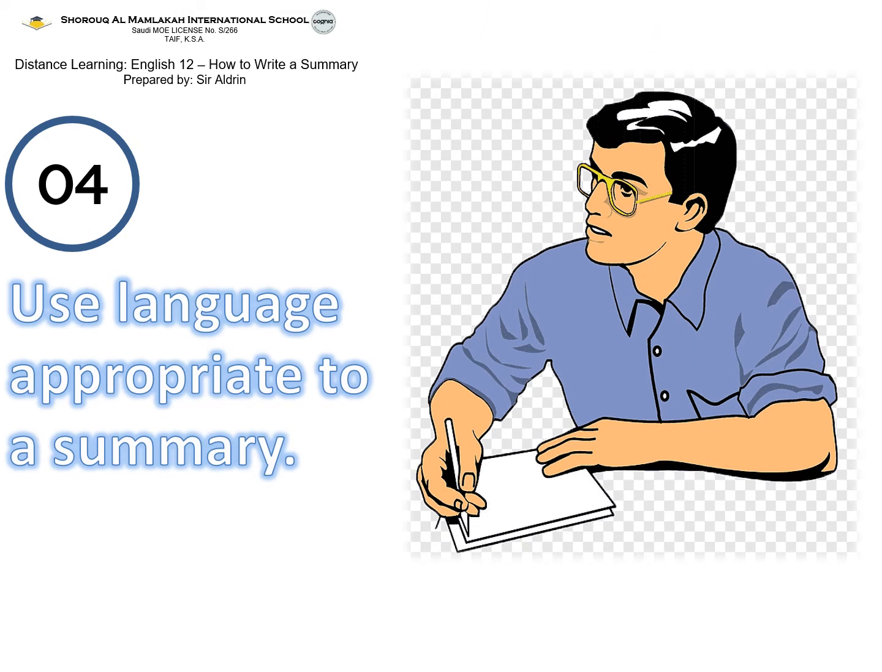The next step is to use language appropriate to a summary. You want your reader to know that you are summarizing another person's arguments. So you should occasionally use phrases like "the author argues" or "the article claims" when you are presenting those arguments. This reminds the reader that it's not your piece, but someone else's.